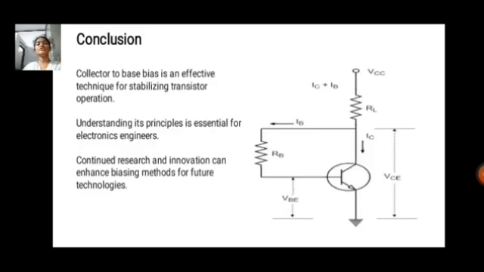Conclusion. Collector to base bias is an effective technique for stabilizing transistor operation. Understanding its principle is essential for electronics engineers. Continued research and innovation can enhance biasing methods for future technologies.